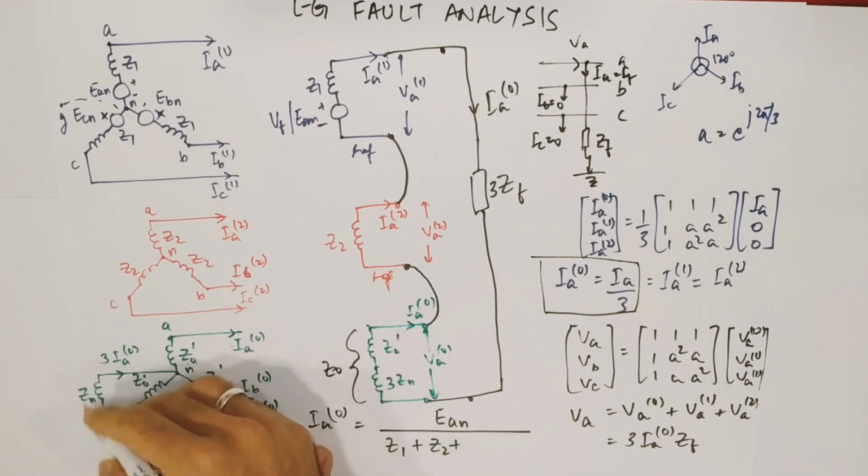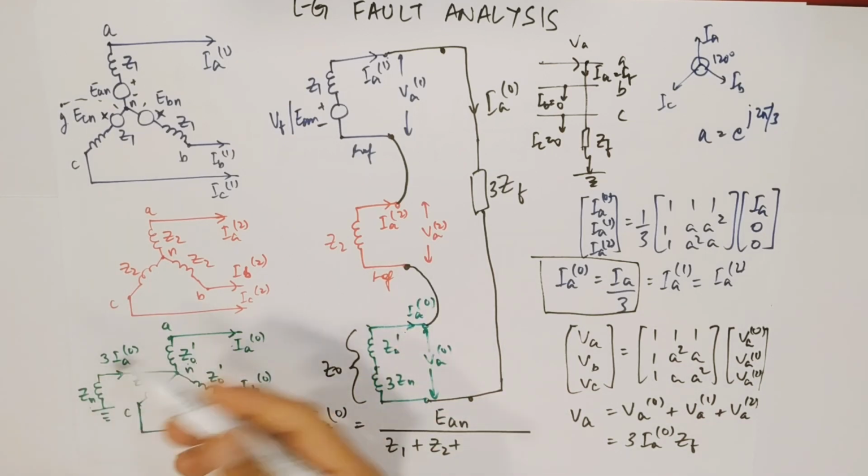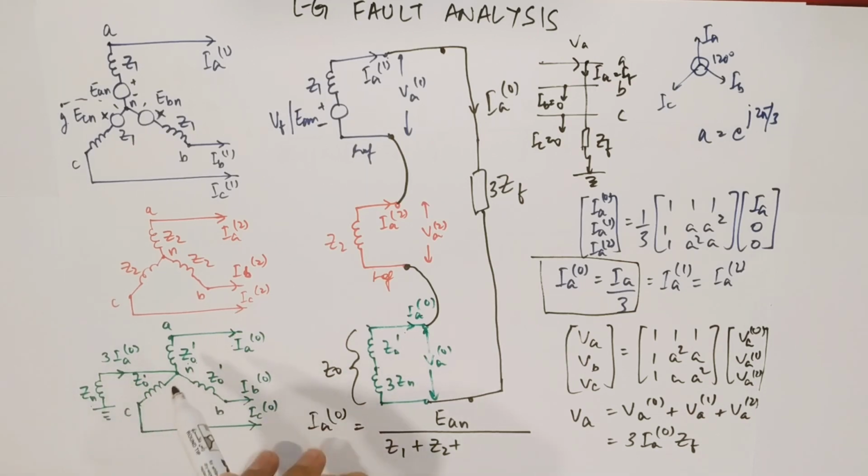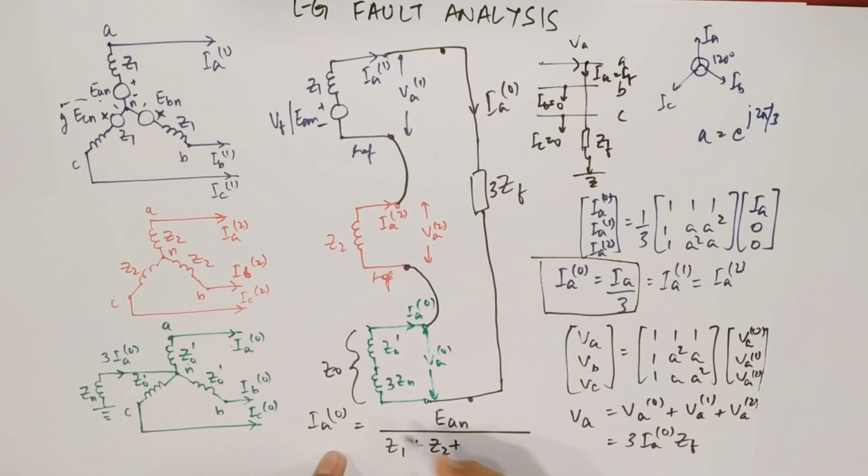Normally this Zn is 0, we normally solidly earth the transformer or generator end, or wherever it is, the source end. But sometimes in order to reduce the value of this current, we try to add a resistor in series, as I explained in my first lecture. But let us suppose this complete summation is Z0 plus this 3ZF.